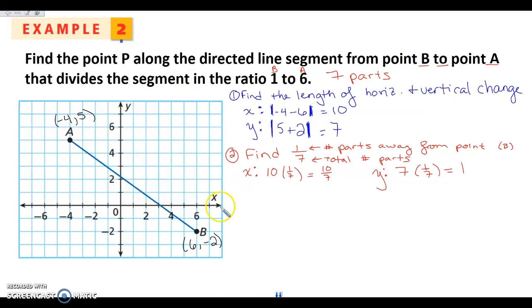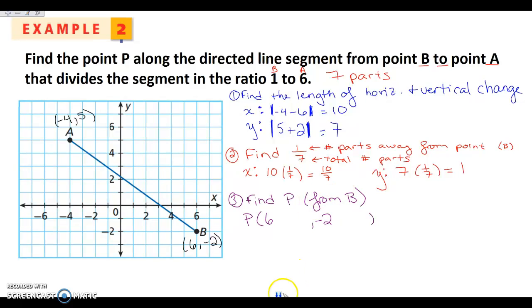All right, then the third thing that we're going to do, the third step, is we're going to find the location. Pen's going a little crazy here. Find the location of point P, and we're doing that from point B. Okay, so again, I'm going to start with writing the ordered pair for B because we're going from B to A. So B is the ordered pair (6, -2).